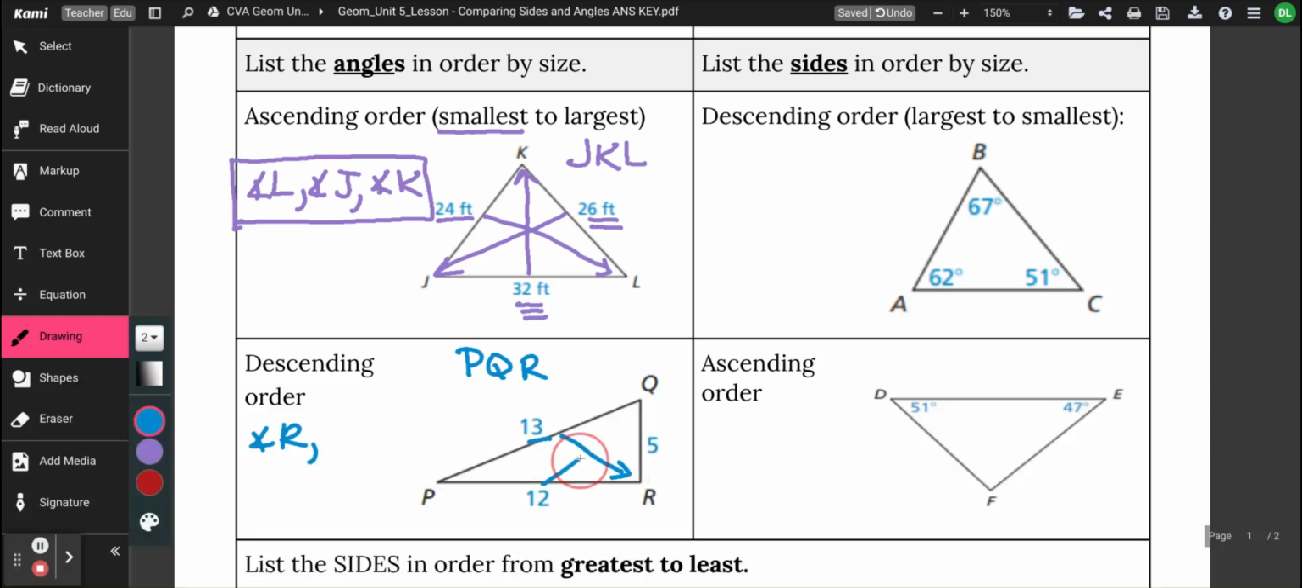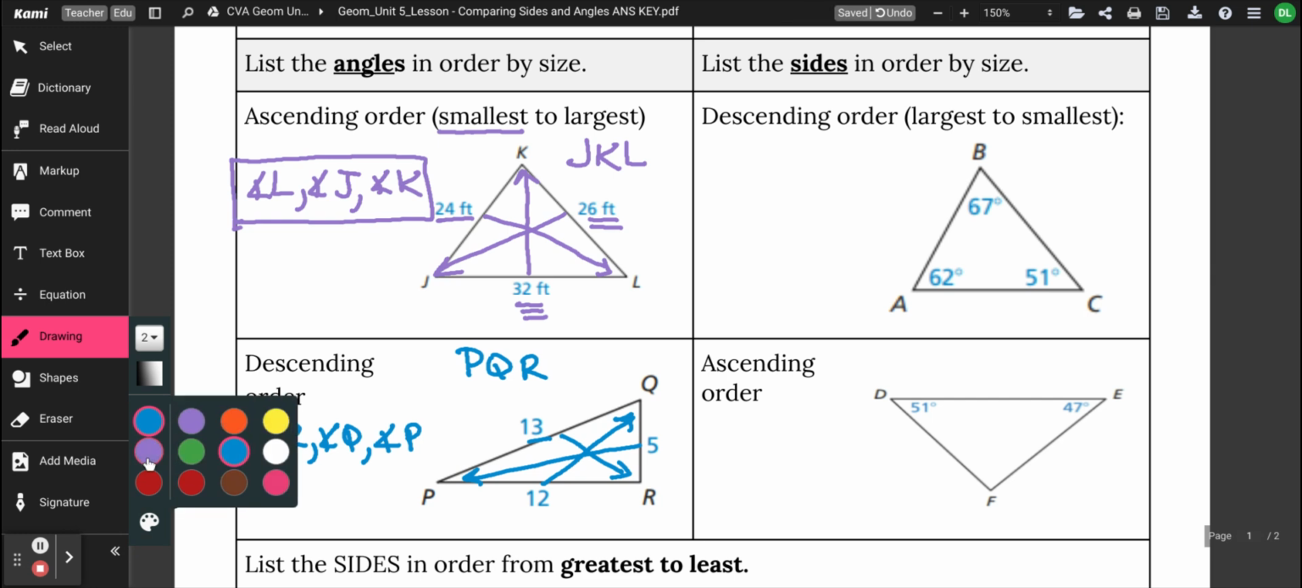12 is the next biggest, and it's across from angle Q. Or you can say it's side PR, cover up PR, and you're left with Q. 5 is the smallest, and it's across from angle P. Okay, let's look at how to order the sides.